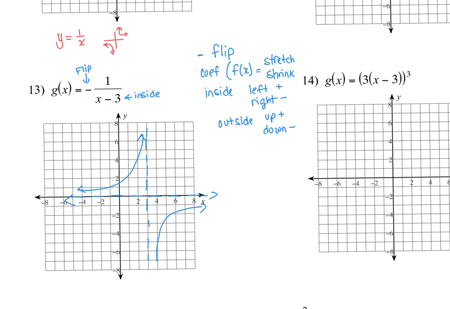And so inside is going to shift your vertex left, right, and outside, up, down. And then you're just going to sketch it. So you're not having to worry about specific points. You're just sketching the graph at this point.